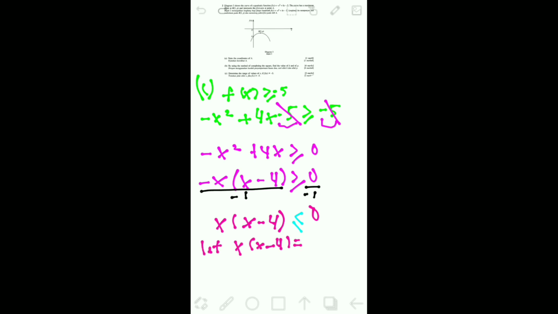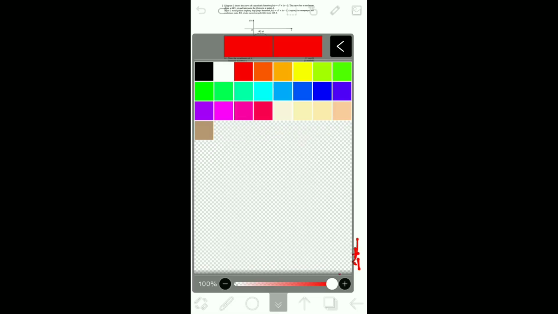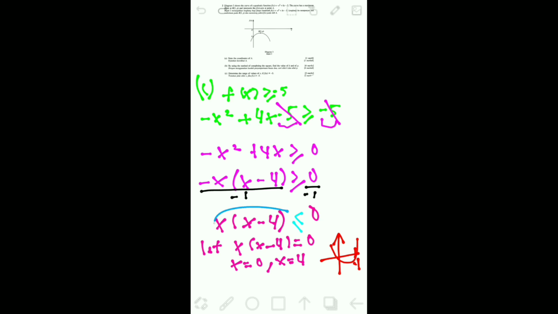We let x equal 0 and x minus 4 equal 0, so we get x equals 0 and x equals 4, and we graph it. So 0 is there, 4 is that, and then we have the graph like this. Since this whole expression is less than or equal to 0, the range is there as I shade. So x must be less than or equal to 4 but greater than or equal to 0. That's our solution. I think that's all, and thank you.